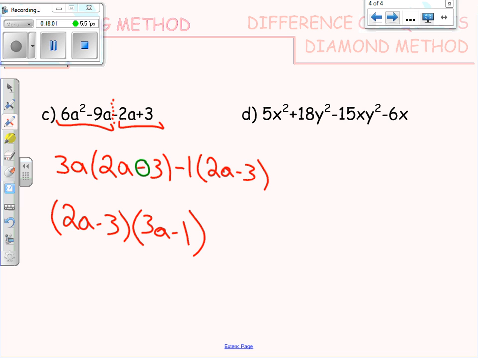Good? Okay, perfect. All right, last example. You guys have a couple more examples in your booklet, but you're going to do those on your own. So this one together, what's the first step?